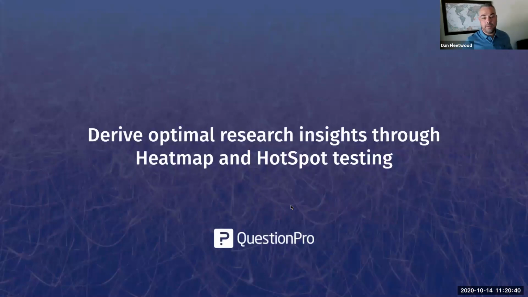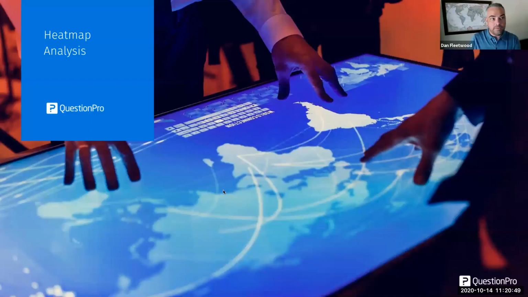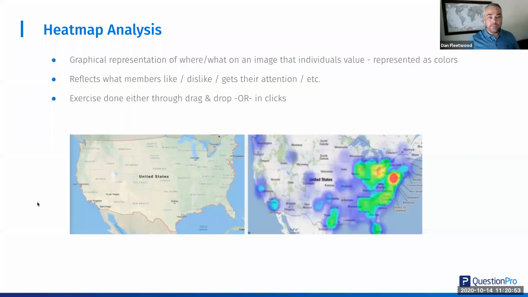So let's talk about heat map and hotspot testing, and how you can drive optimal research insights through those different methods. I'll be aware of time here too. So what is heat map analysis? Well, it's a graphical representation of what individuals value on an image, represented in colors. You see here the image of the United States displayed on the left, and on the right is the heat map of that image.